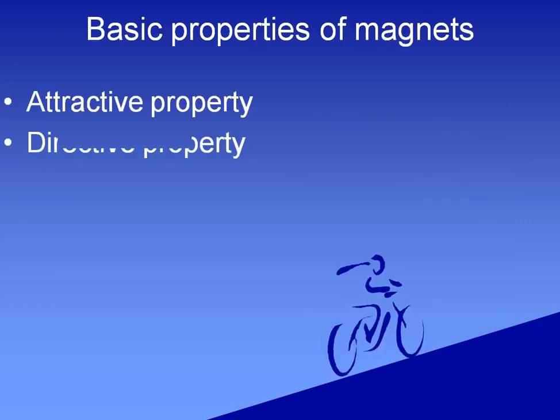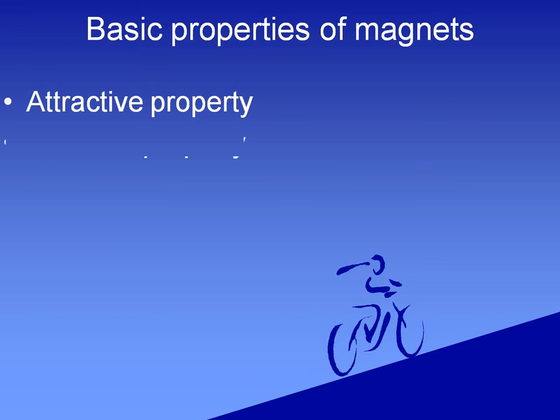Now we will discuss about the basic properties of magnets. So which are the basic properties of magnets? That already you have studied in smaller classes. First one is attractive property. So what is meant by attractive property? These magnets can attract magnetic substances, which means iron, nickel, cobalt, those materials can be attracted by magnets. That is known as attractive property.